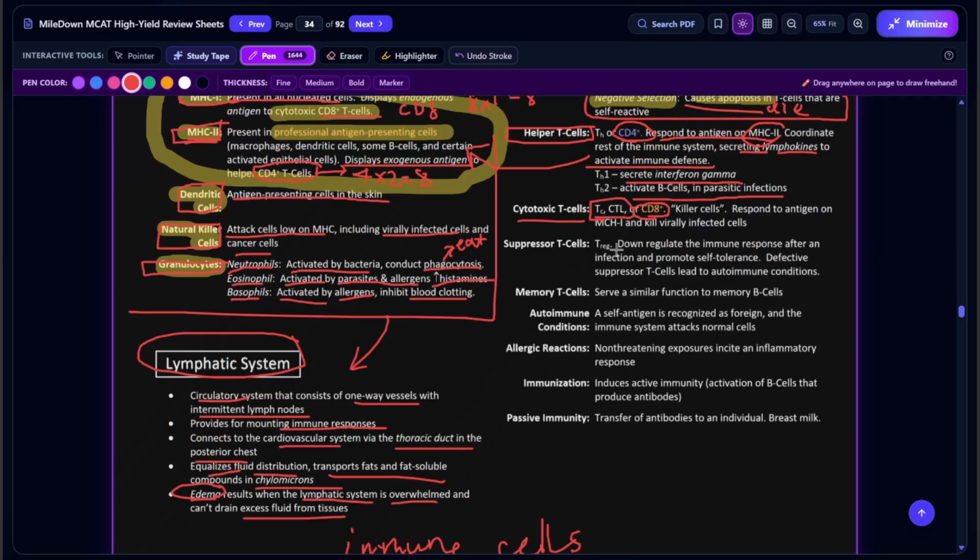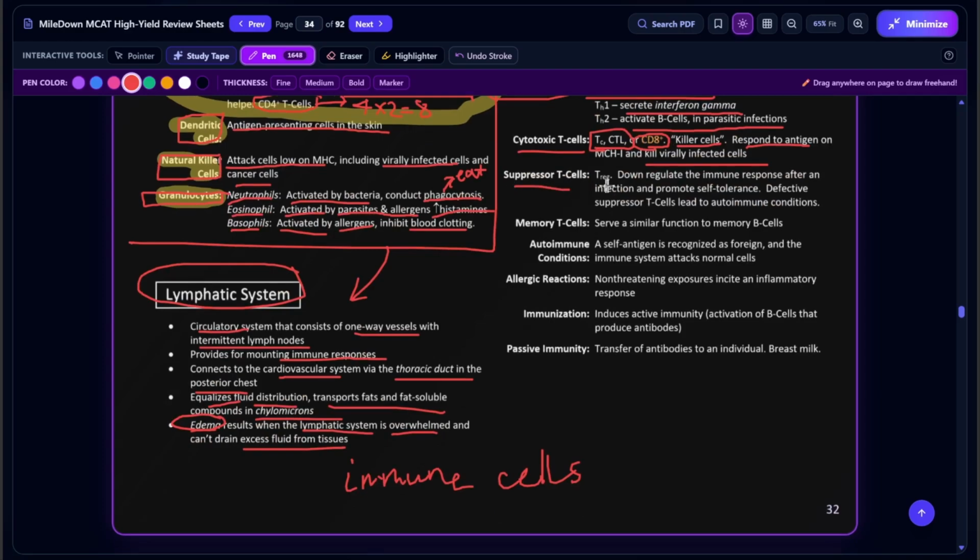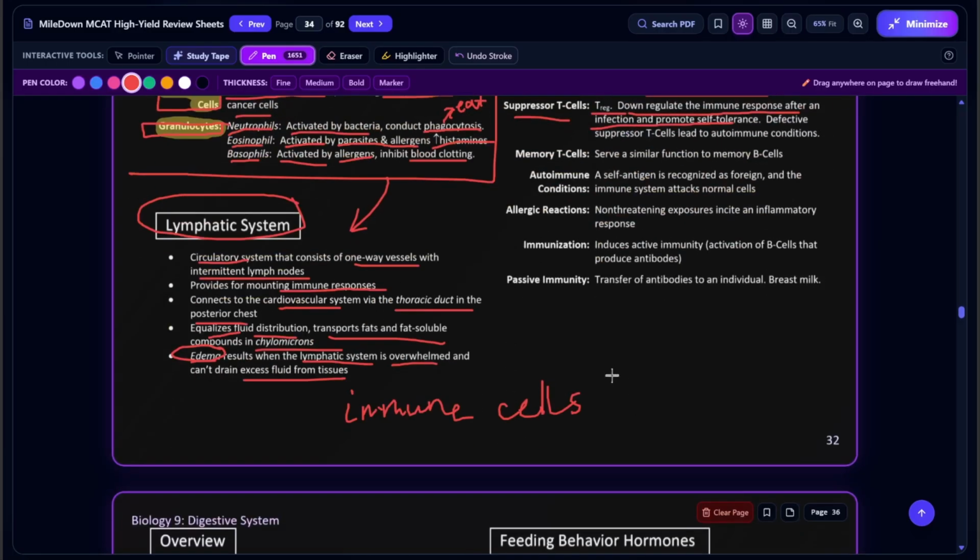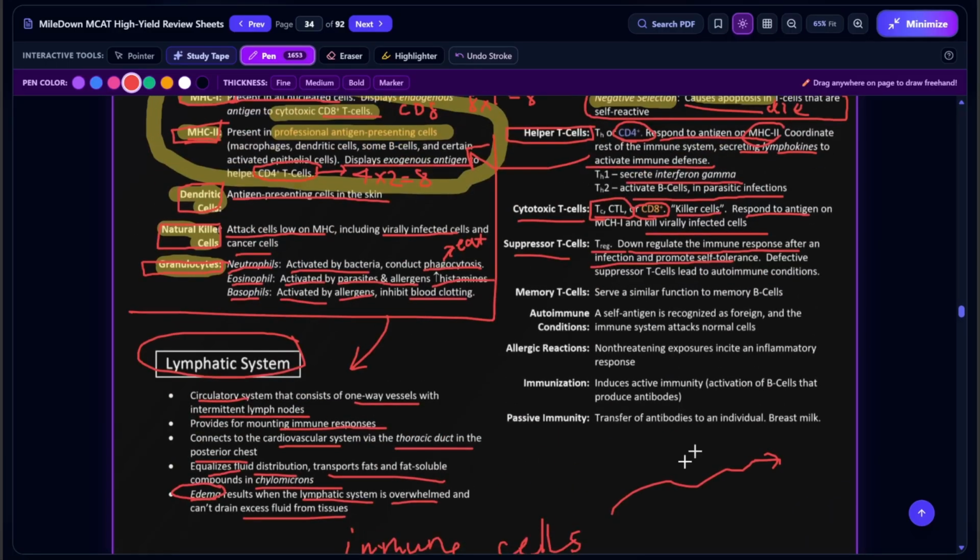These are other terms that you might see for them. Also known as killer cells, they respond to antigen and just kill the virally infected cells. Suppressor T cells, or Treg, downregulate the immune response after an infection and promote self-tolerance. So at some point, your immune response can't be all that high all the time, right? Your body is using resources, and it doesn't want to do that all the time. So afterwards, we have T cells that suppress the immune response.